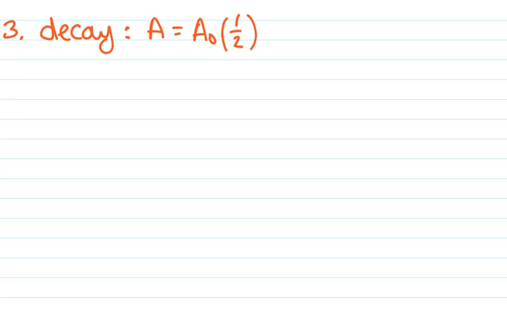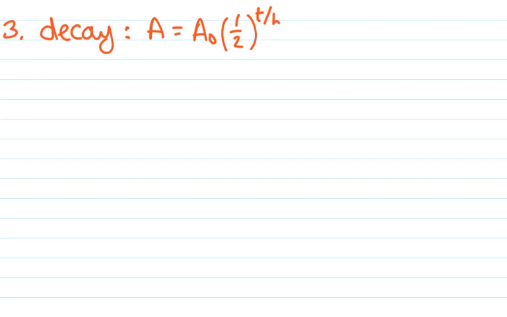All right, number 3. 12 grams of tritium decays to 9.25 grams in 2.5 years. Determine the half-life of tritium. So this is exponential decay. So the formula for that is A equals A0 times 1/2 to the power of t over h.